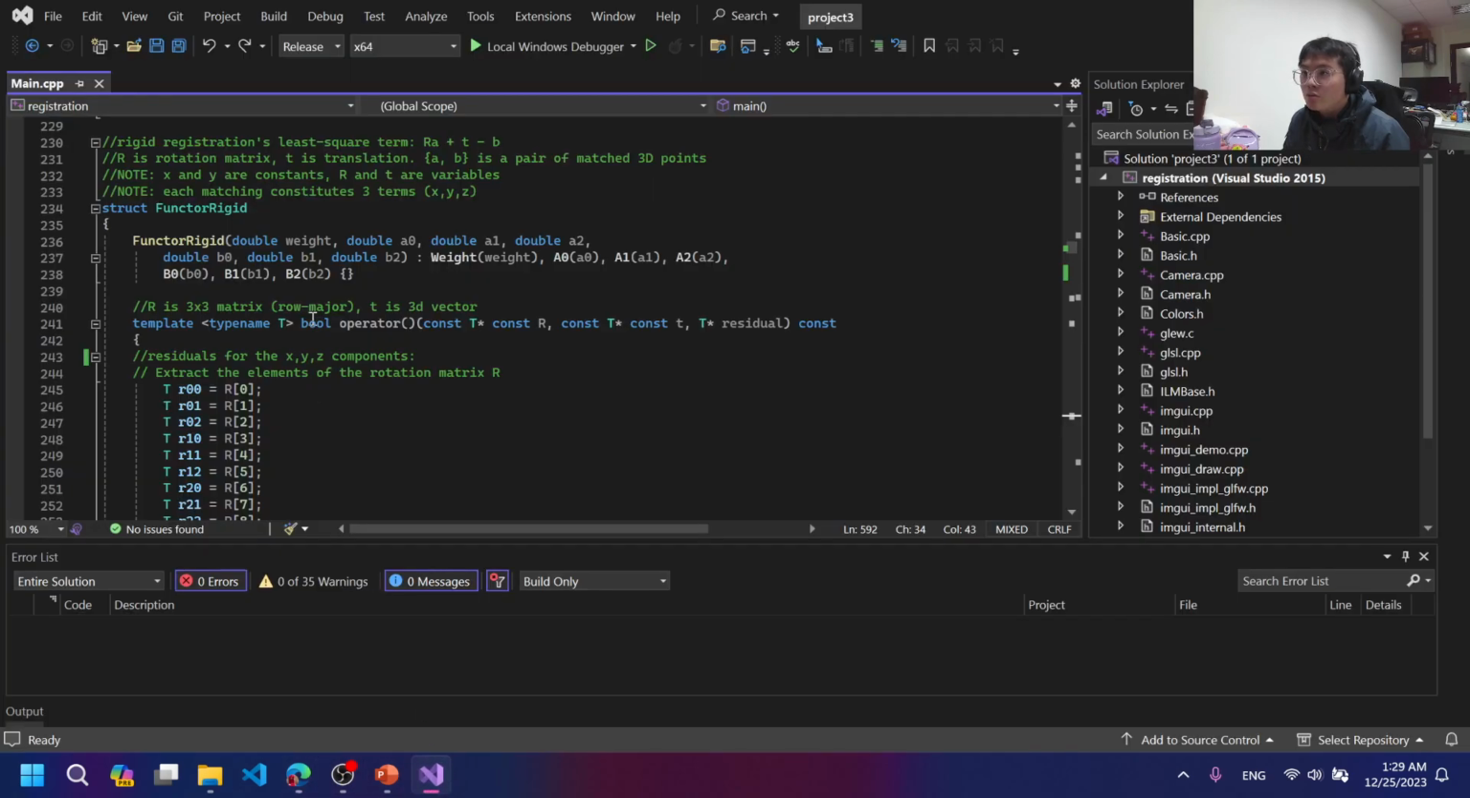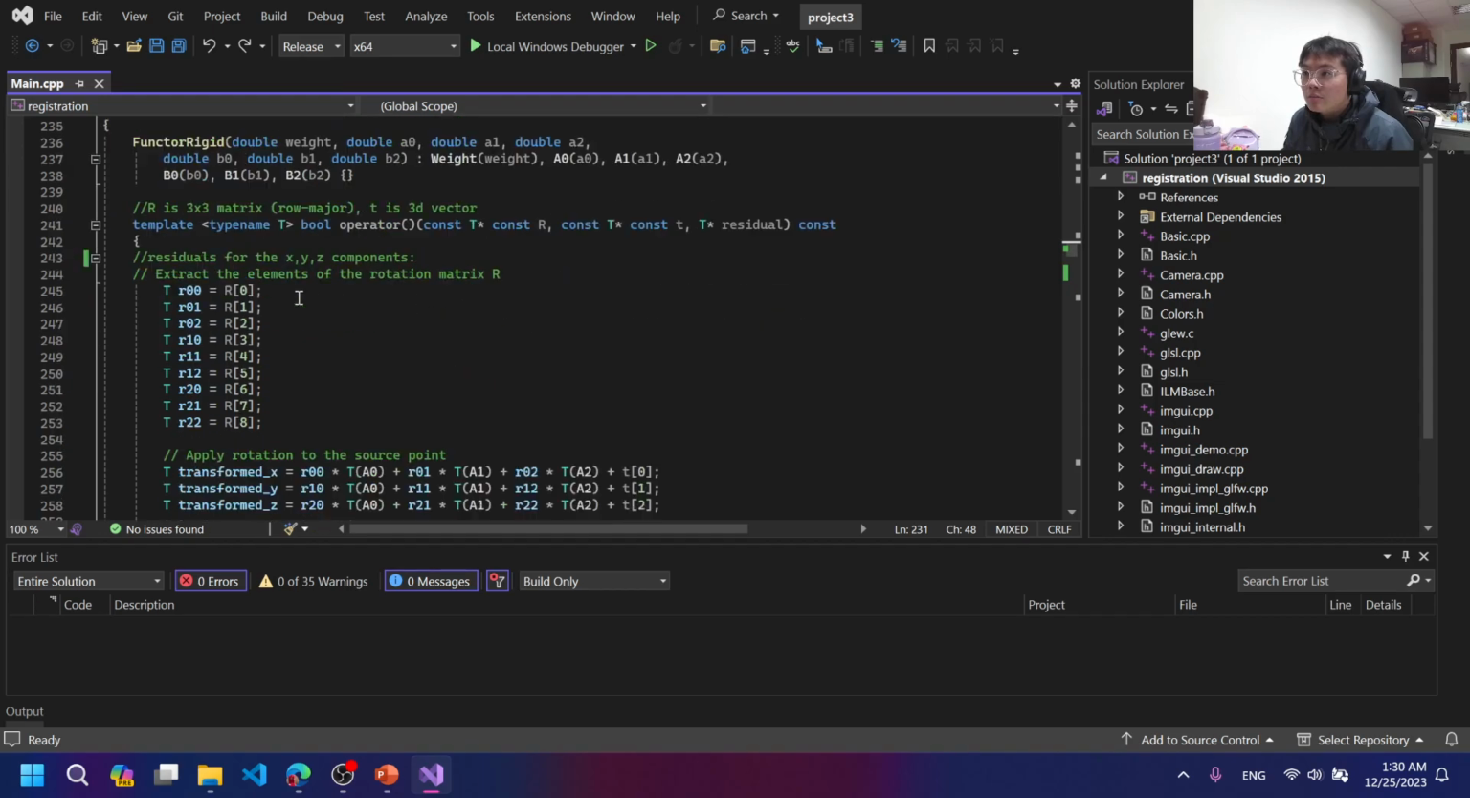So let's look at our code. This is the functor rigid structure, and you can look first at the comments which are already provided here. It says rigid registration's least square term. This is the formula which we need to be using. R is the rotation matrix, T is the translation, A comma B is a pair of matched 3D points. A is like our original and B is like the target. X and Y are constants, R and T are variable.